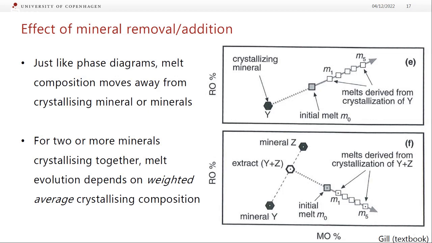If we have two minerals crystallizing together, then the melt will move away from the average crystallizing composition. And this is a weighted average. So if you had 93% plagioclase and 7% clinopyroxene, it's mainly moving away from the plagioclase, but also a little bit from the clinopyroxene. So you do a weighted average based on what's in there, and that gives you your average crystallizing composition. The melt is going to move away from that composition.